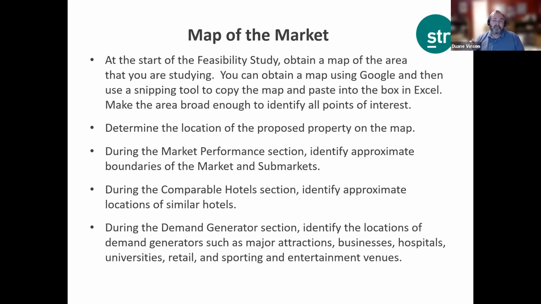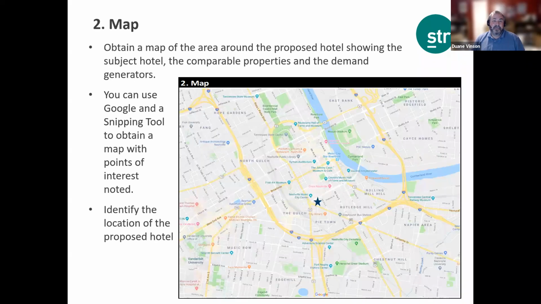During the market performance section, we're going to identify the approximate boundaries of the market and the submarket. And during the comparable hotel section, we're going to identify approximate locations with similar hotels. Now, these are all things that we can include on that map in our feasibility template as well. During the demand generator section, we're also identifying different demand generators. We mentioned a few of those here: major attractions, businesses, hospitals, universities, retail centers, sporting events, entertainment venues, right? You kind of go on and on there with demand generators. These are things as well that we could include on our map.